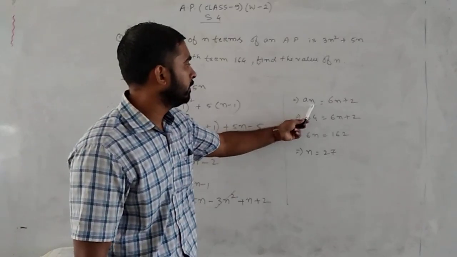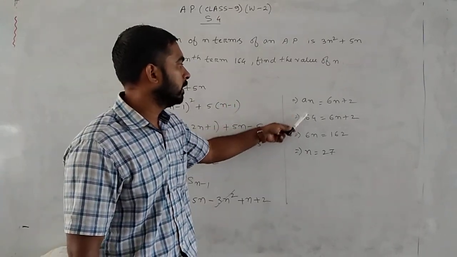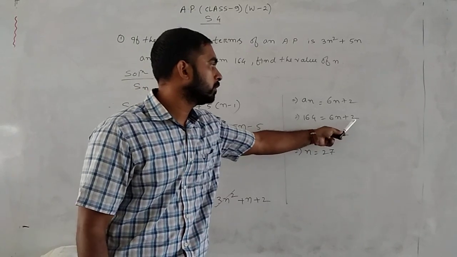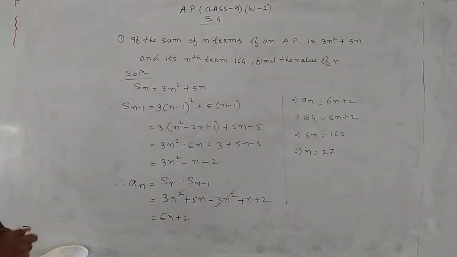Then the value of an is equal to 164, which is given. So replace an by 164. Then 6n equal to 164 minus 2, 162. So n equal to 27.